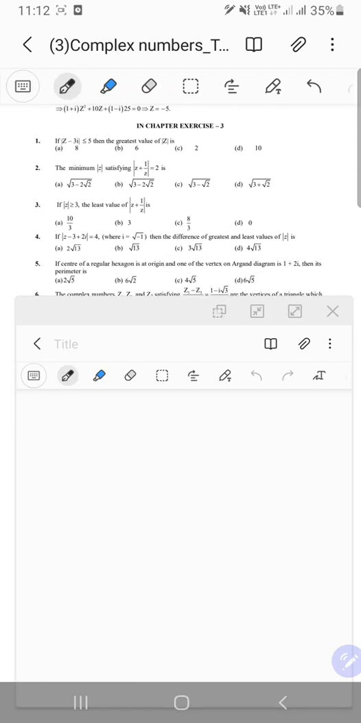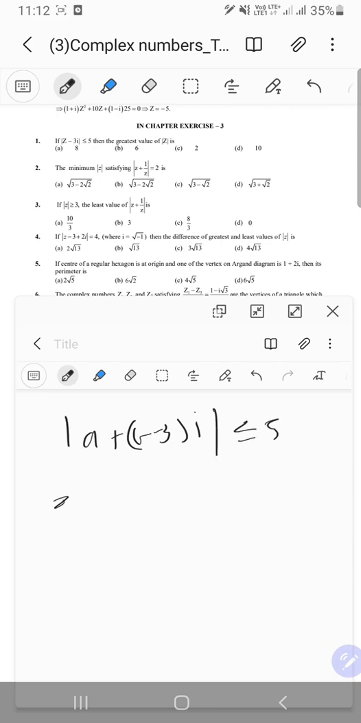Okay, if mod of z minus 3i is less than or equal to 5, then the greatest value of mod z is... So say z is like a plus bi, then this would be a plus (b minus 3)i. The mod of that's less than or equal to 5, so that means a squared plus (b minus 3) squared is less than or equal to 25.